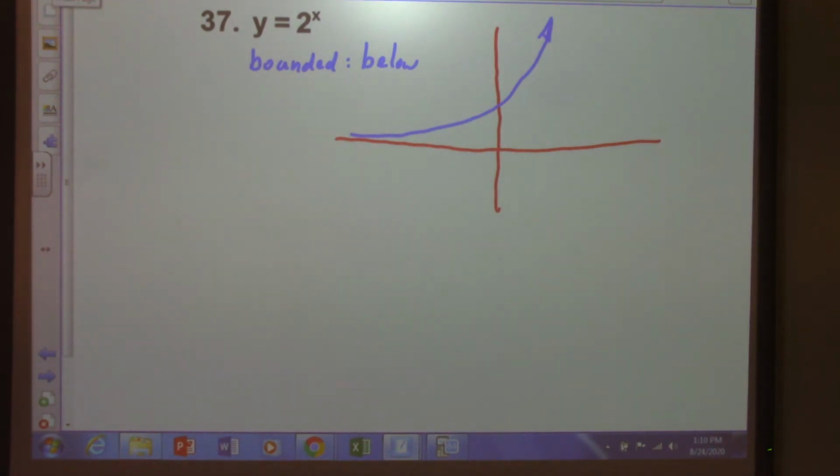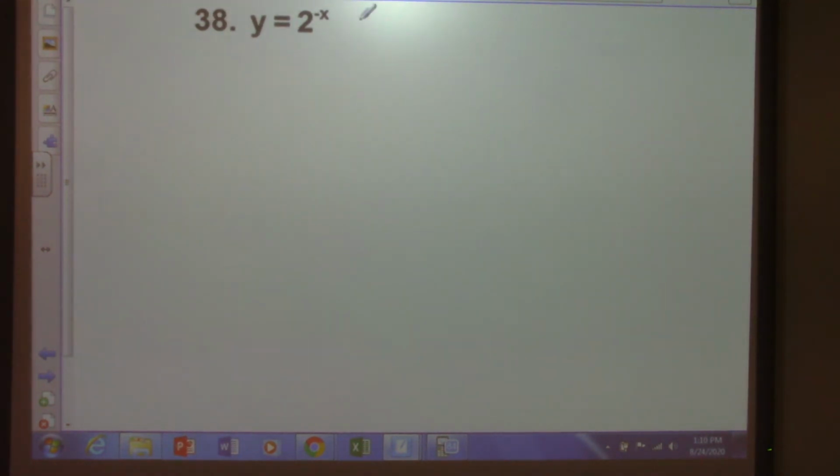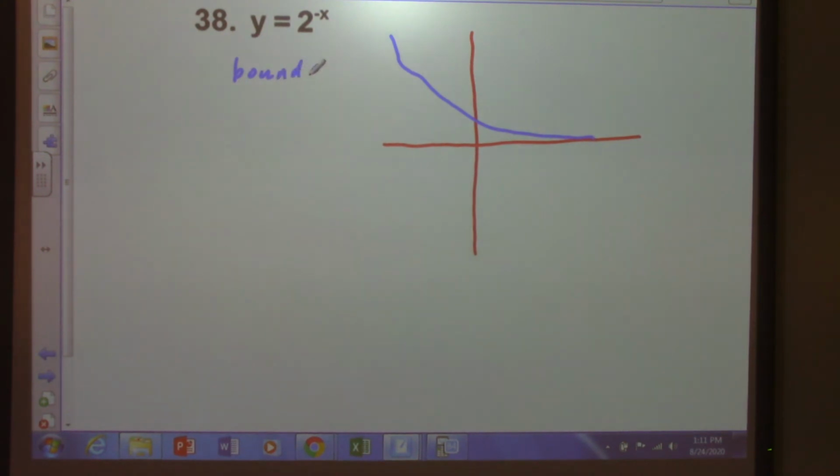And then if you look at number 38, what does that look like? Above. It's just the reflection. Just the reflection about which axis? The y-axis. This one's going to look like this. Oh, wait, it's the same. It's bounded above, reflected about the y-axis. Bounded below also.